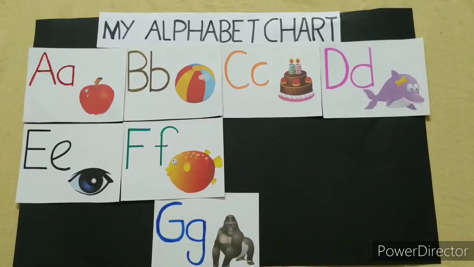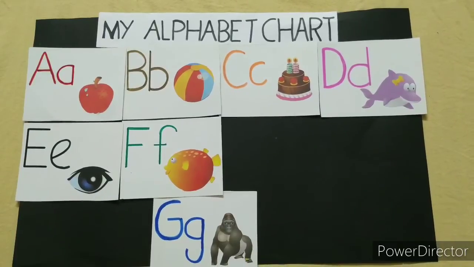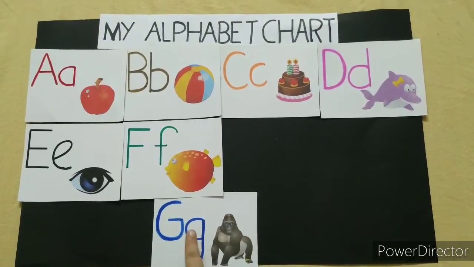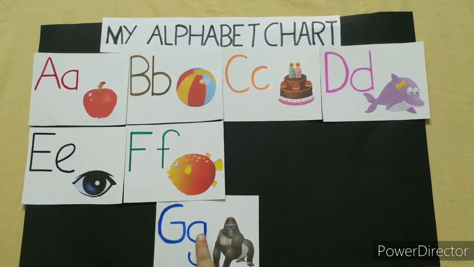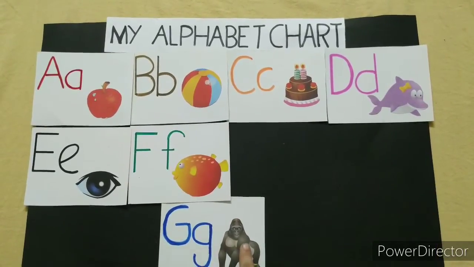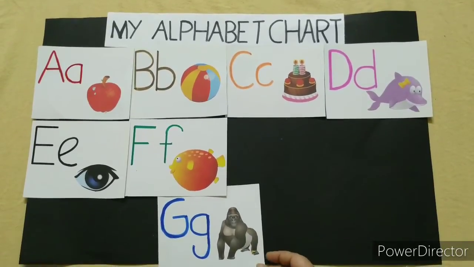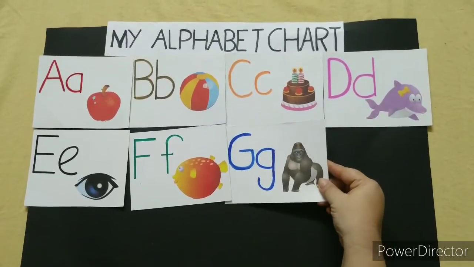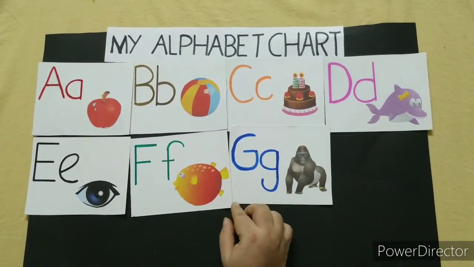Now, which alphabet comes? G. Capital G, small g. Mama G, baby G. G for gorilla. So we will keep it here.